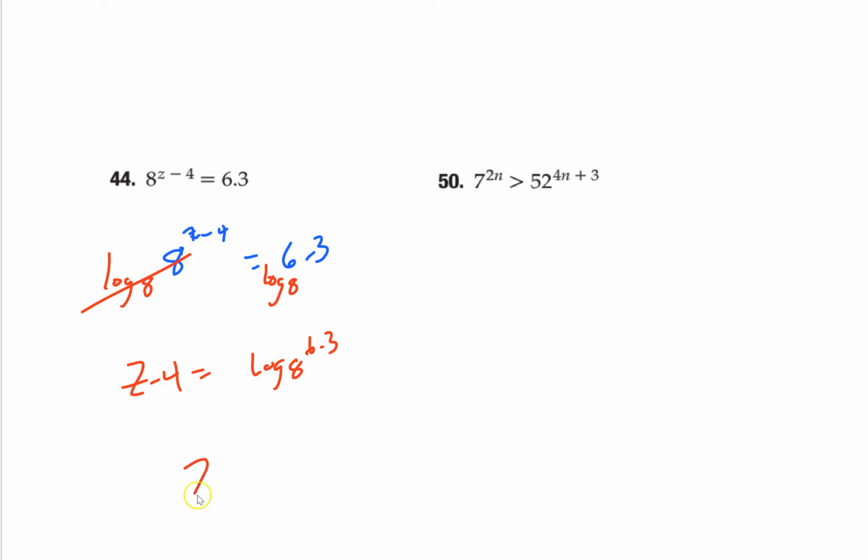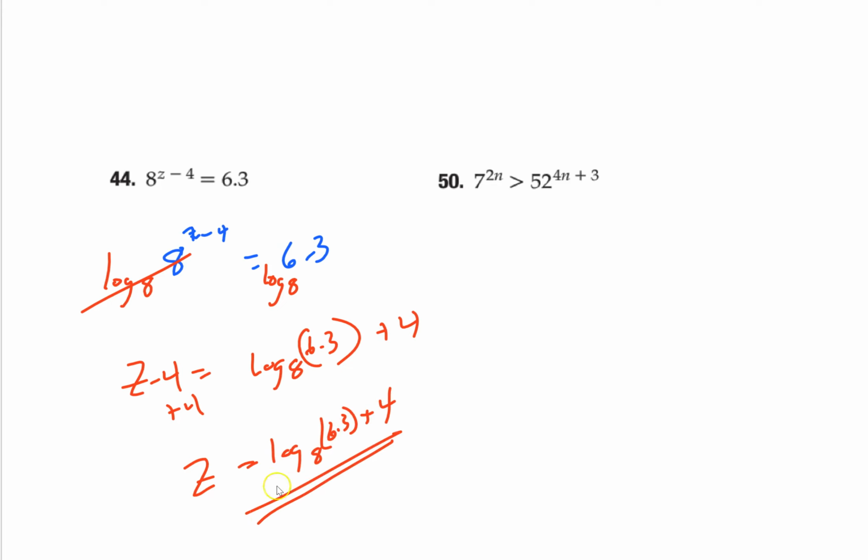Then you can add the 4 over. Now remember, it's plus 4. This is locked in. It doesn't do anything. You can't add it there. Just on the outside. So z equals log base 8 of 6.3 plus 4. That's your answer. Let's do another one.